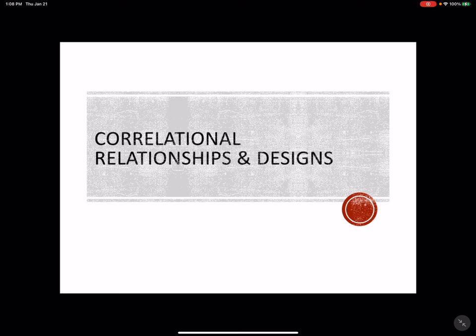So now we're going to talk about a body of research designs that has high external validity. So at this point, because I said it has high external validity, you should know that it has low internal validity. And this type of research design, as I said before, is actually a body, and it can be called correlational relationships or non-experimental. So these are not experiments.